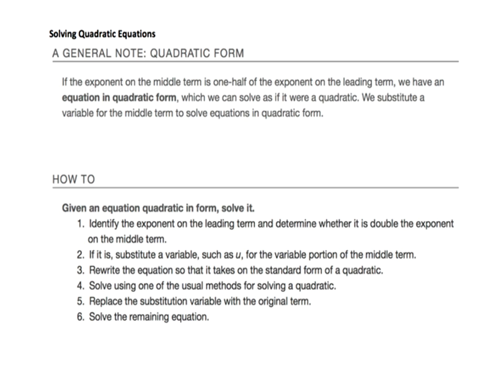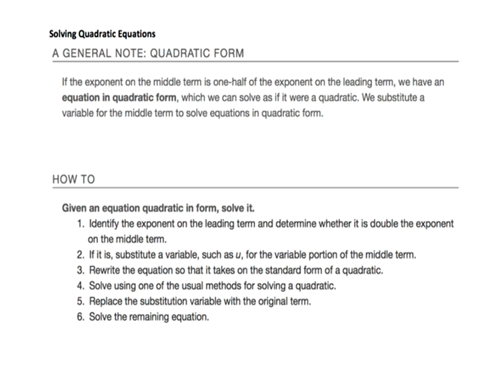A general note, quadratic form. If the exponent on the middle term is 1/2 of the exponent on the leading term, we have an equation in quadratic form, which we can solve as if it were quadratic. We substitute a variable for the middle term and solve the equation in quadratic form. Okay, given an equation quadratic in form, solve it. First you want to identify the exponent on the leading term and determine whether it is double the exponent of the middle term. If it is, then you can use this method.